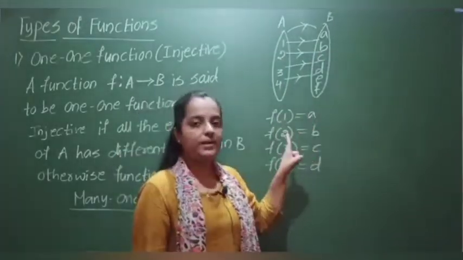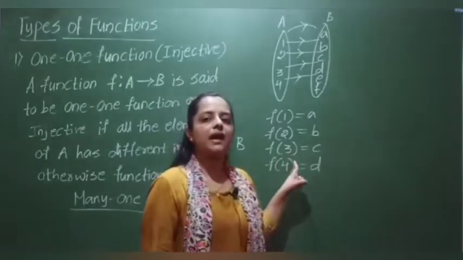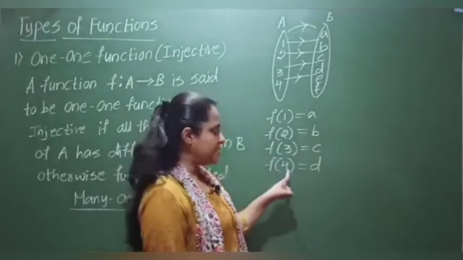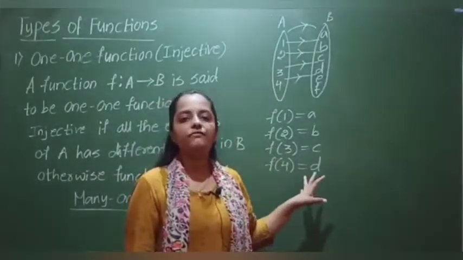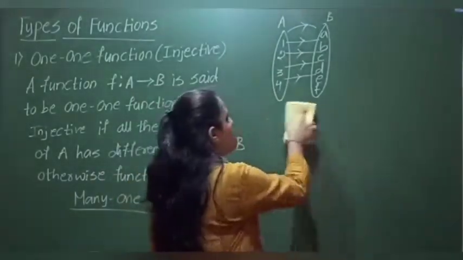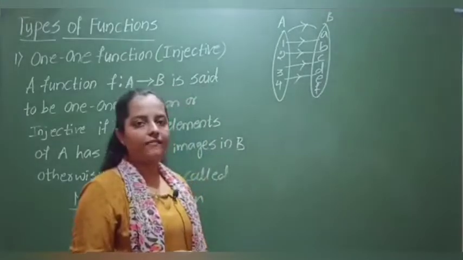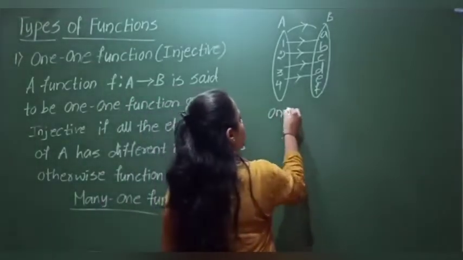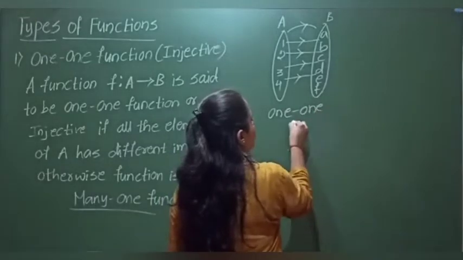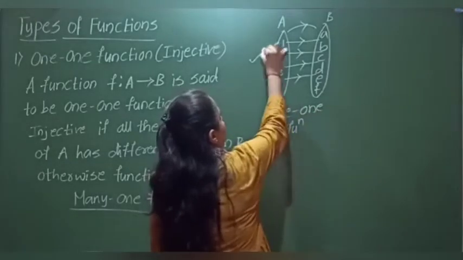1 has image a, 2 has image b, 3 has image c and 4 has image d. Therefore, this function is called one-one function because all the elements of the set A have different images in set B. Therefore, this is one-one. This is a one-one function, right?